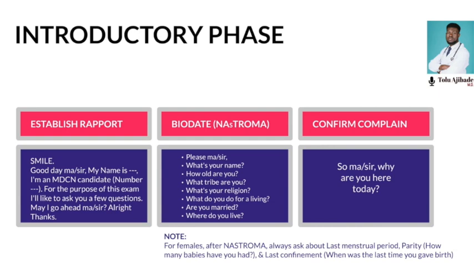Okay, so you could just have a flow in your mind. That is how I formed the flow in my own mind. For you, you could just have it. You could ask these questions in a bazillion ways. So just get the right way to ask these questions. Ask about the name, the age, the tribe, the religion, job, marriage, and residence, okay? Where do you live? And then you confirm the complaint.